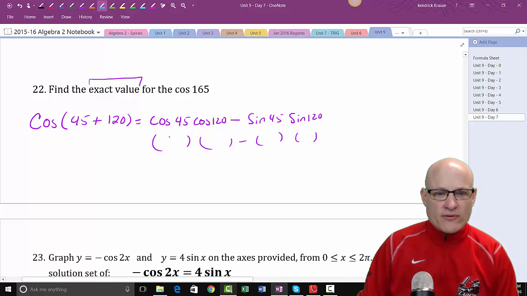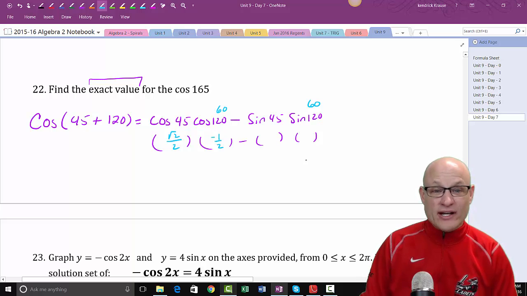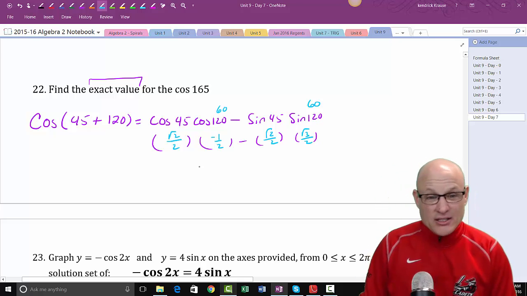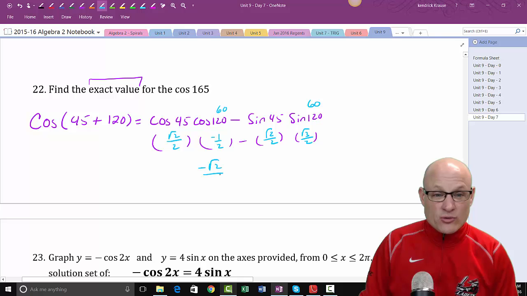Let's see. Cosine of 45, square root of 2 over 2. Cosine of 60, remember this is a reference angle of 60. Cosine of 60 is 1/2, but it's in the second quadrant, and I know cosine's negative there. Sine of 45 is the square root of 2 over 2. And the sine of 60 is the square root of 3 over 2, and it's in the second quadrant, so it's positive. So this is negative radical 2 over 4 minus radical 6 over 4. So my final answer is negative radical 2 minus radical 6 all over 4.